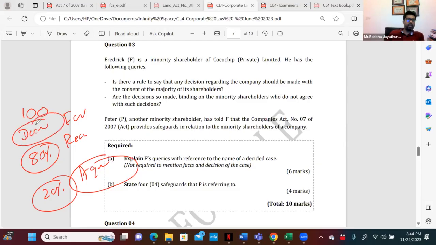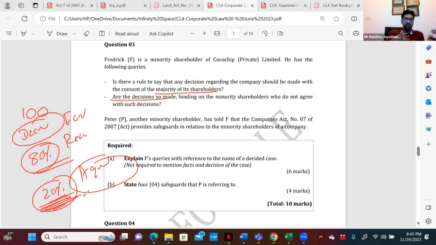Why? 80% of the shareholders, who have 80% of the voting rights, say we are for the resolution, we should make this decision. But 20% says, no, we should not. Then you get the answer to the second question. If 80% says, yes, we should make this decision, then the company must implement that decision. We call it the majority rule. We ignore this minority who have voted against the decision.